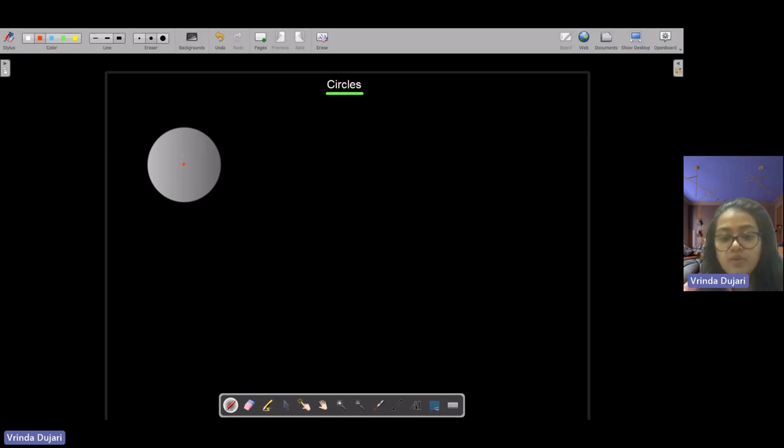And actually, if you think about it, a circle is nothing but a collection of all the points which are equidistant from one fixed point. I hope it makes sense. If you see all these points on the boundary of the circle, all of these points are equidistant from this center, right? This is actually the definition of a circle.